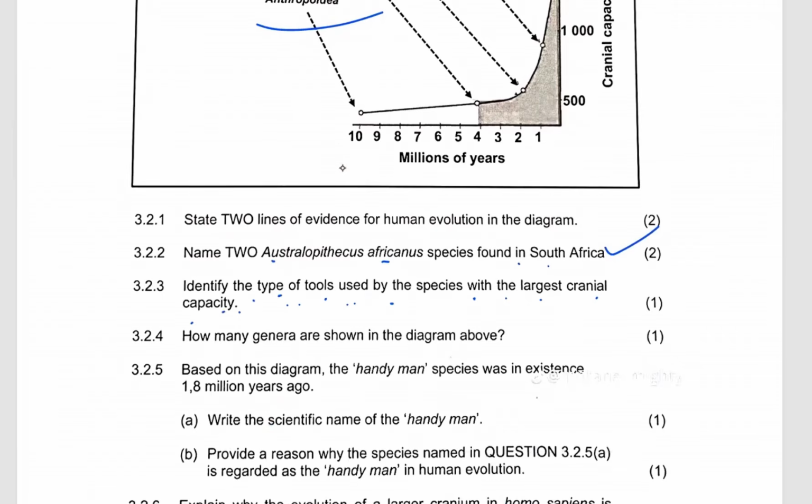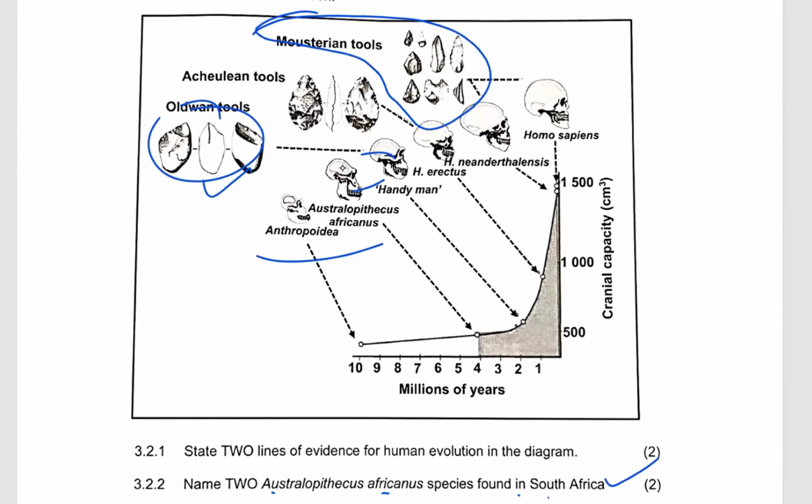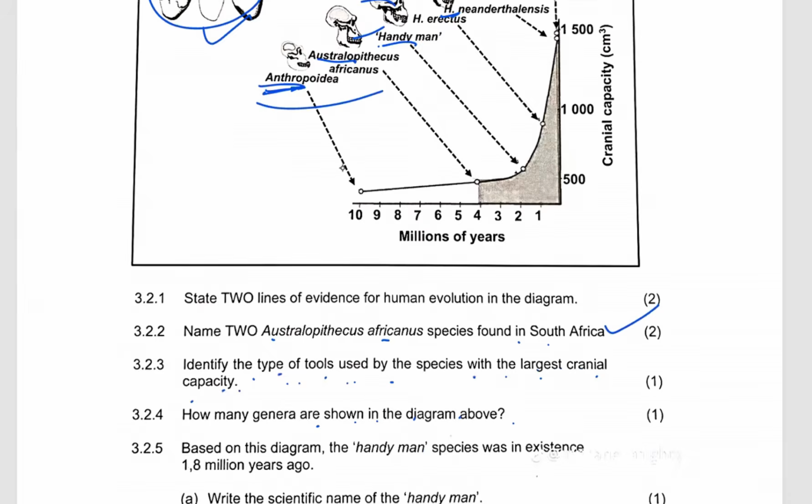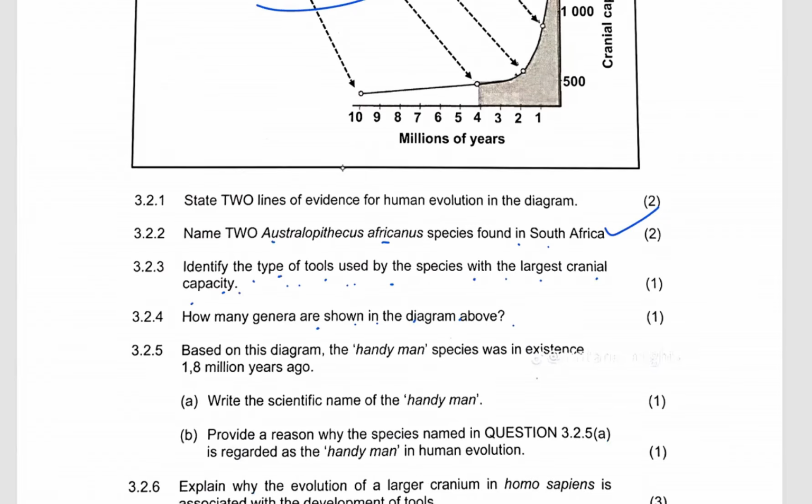Then they're asking how many genera are shown in the diagram. If you look at the genera, we look at the first name, like the surname. So we see Homo is 1, still Homo, still Homo 2, and then this is 3. So there are 3 genera shown in that diagram.